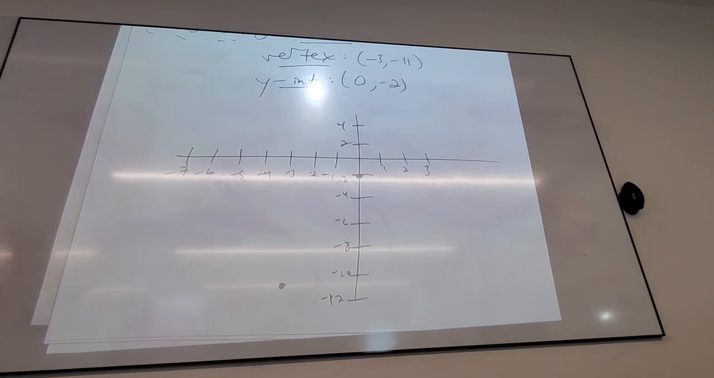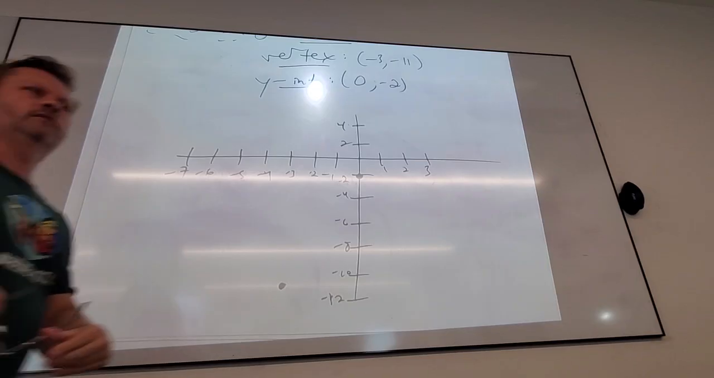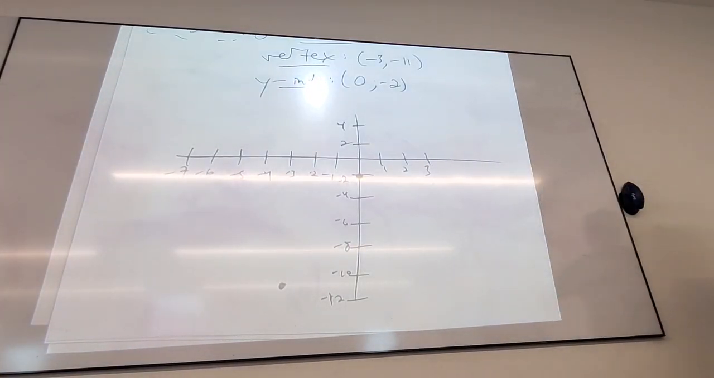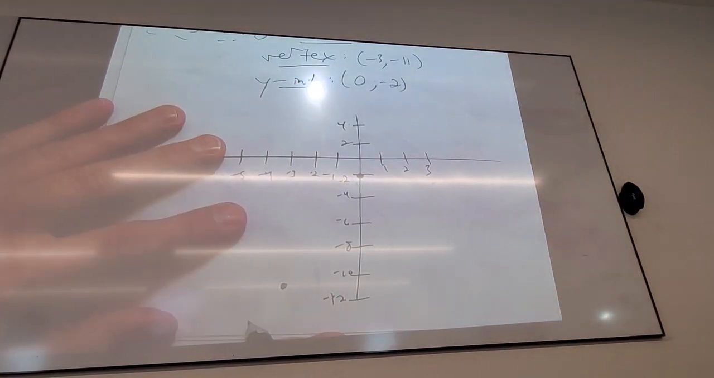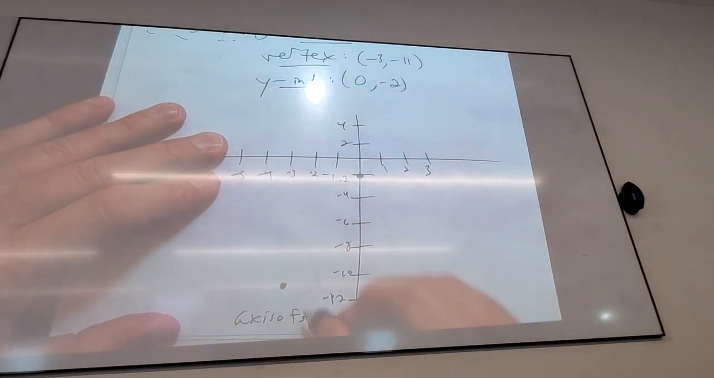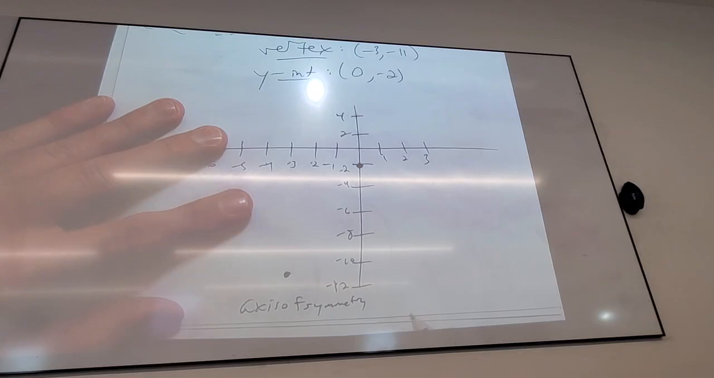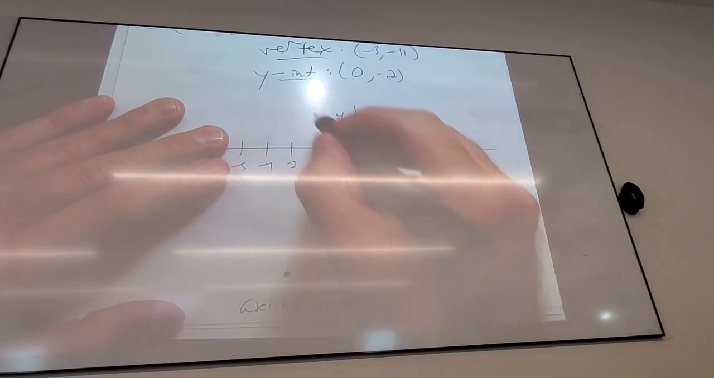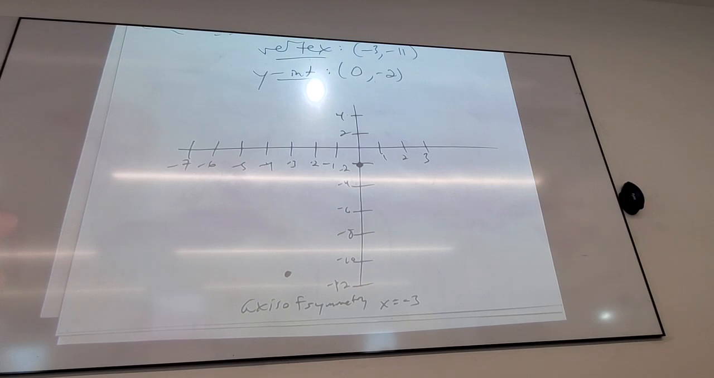Where's the mirror always? It goes right through the vertex. In fact, we call it the axis of evil. No, the axis of symmetry. It runs right through the vertex, yes? In this case, it would actually be x equals negative 3. That's the equation of the line that goes straight through that.